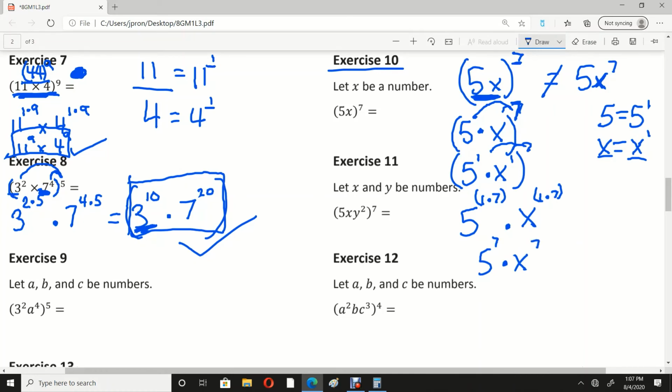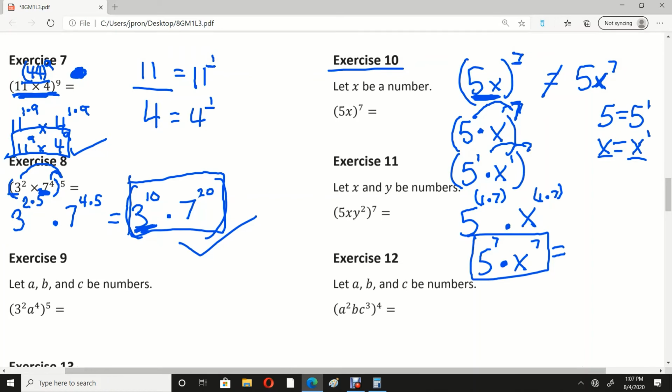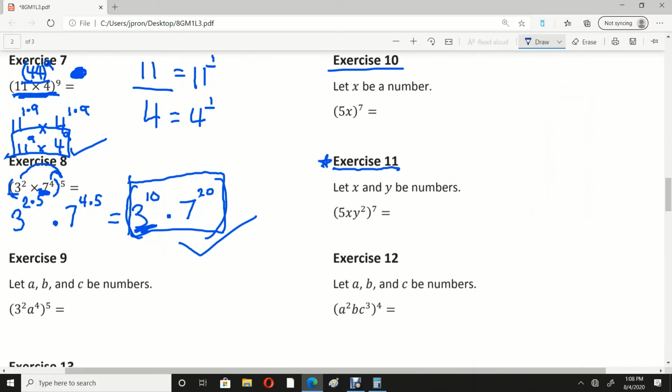Now, technically you have a correct answer here, but you can take the little multiplication sign out, right? Because again, we have 5 to the 7th, and we have x right next to it. This is an implied multiplication. So either one of these is fine, but this is kind of what I would expect you to finish that expression off as. All right, I'm going to rapid fire work out exercise 11, and then I want you to try exercises 9 and 12.